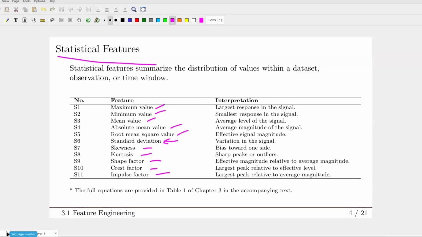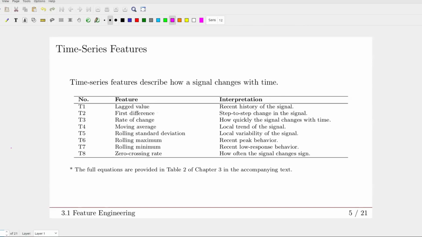Now with AI, you can just ask AI to create a quick function for you and run your data through all of these. Time series features are much more interesting, right? Some data is time invariant. Other data is not time invariant, right? It depends on the data point that was before and after it. And so you might have a lagged value, your first difference, your rate of change, your moving average, your rolling standard deviation, your rolling max, your rolling min, or your zero crossing rate, right? That's how often it goes from positive to negative or negative to positive. These are all time series features.